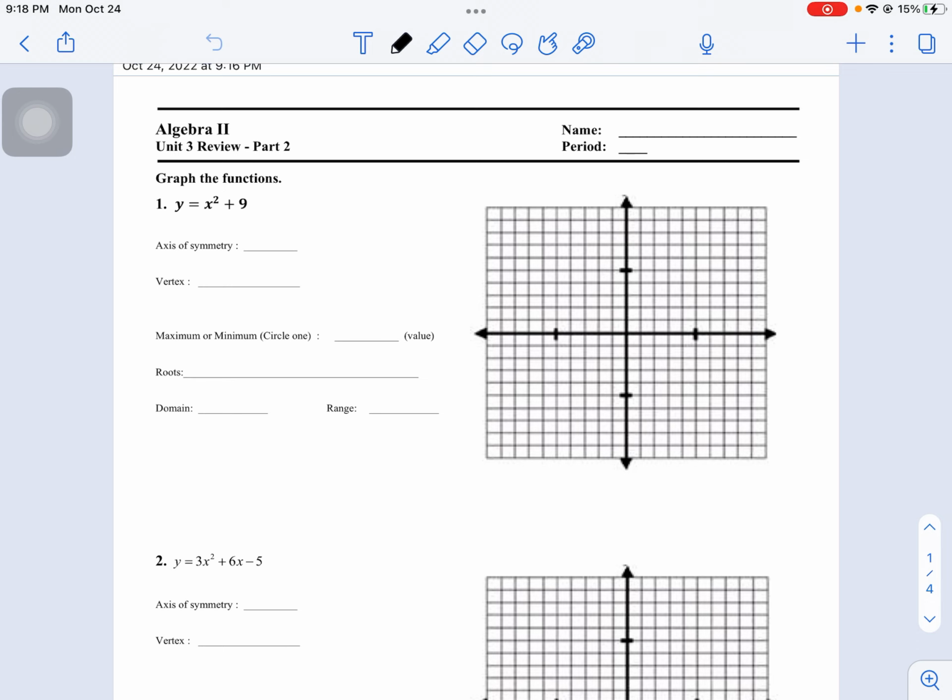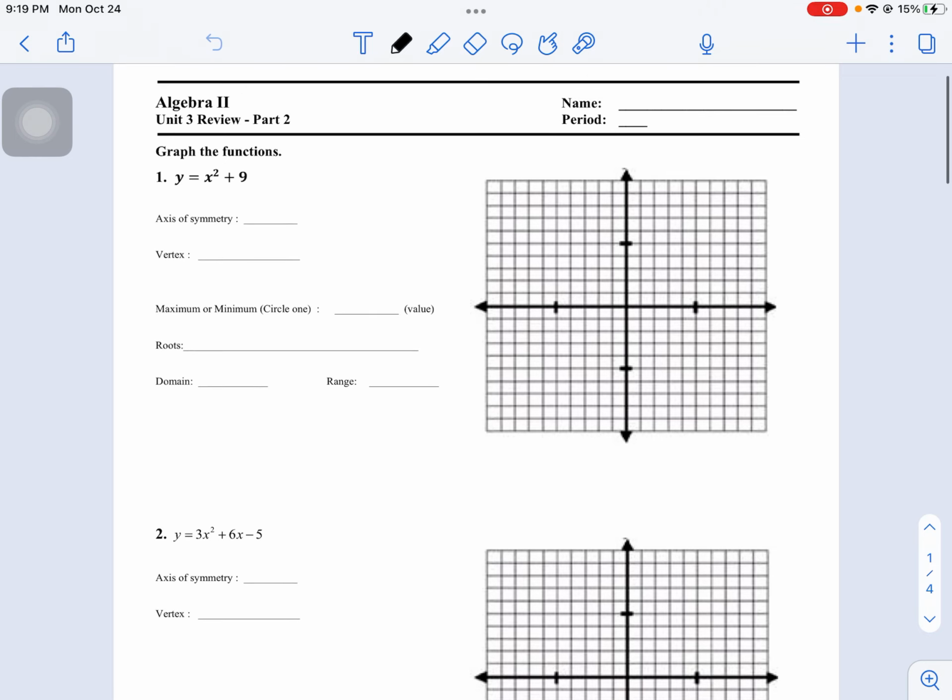So I'm not going to be doing every single problem on here, but I'm going to try to go through the main problems just to help you prepare for your test. The first one that we're going to do together is this one, because this can be kind of a tricky idea. It says graph the function y equals x squared plus 9.